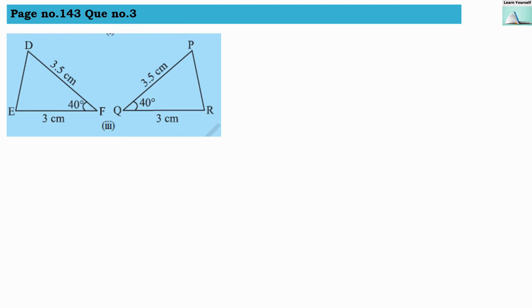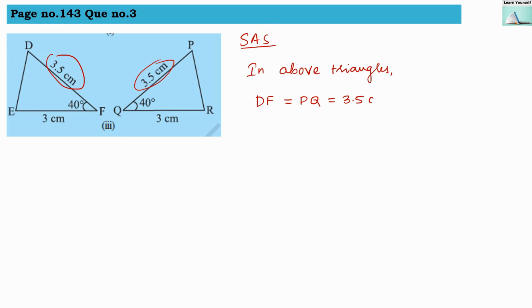Third numerical. So triangle DEF is here and triangle PQR is here. We have to establish SAS criteria and see whether these two triangles are congruent or not. In the above triangles, let us check these two sides are equal. So DF is equal to PQ, and they are both equal to 3.5 centimeter. EF is equal to QR, and they are both equal to 3 centimeter. We require one more angle here, so we have angle F equal to angle Q, and they are both 40 degrees.